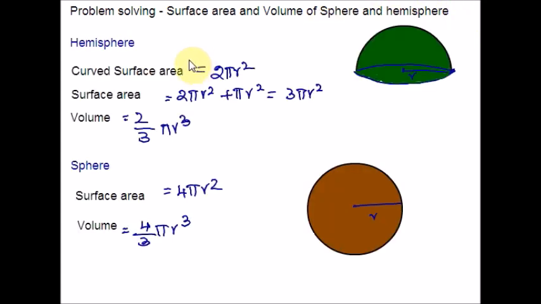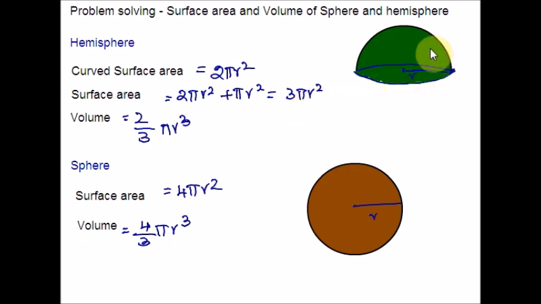First, let me write the formulas. Here are the formulas for the hemisphere and sphere. The first one is the curved surface area. It means we do not include the base here. So the surface area for this region alone is 2 pi r square. The total surface area, the above region and also the base, is 2 pi r square plus pi r square, which is 3 pi r square.